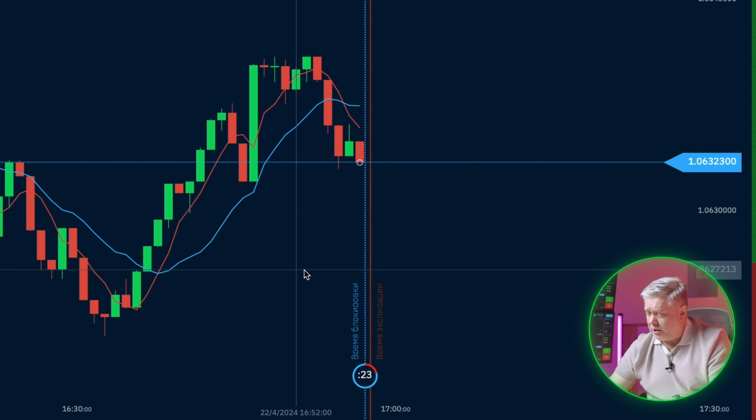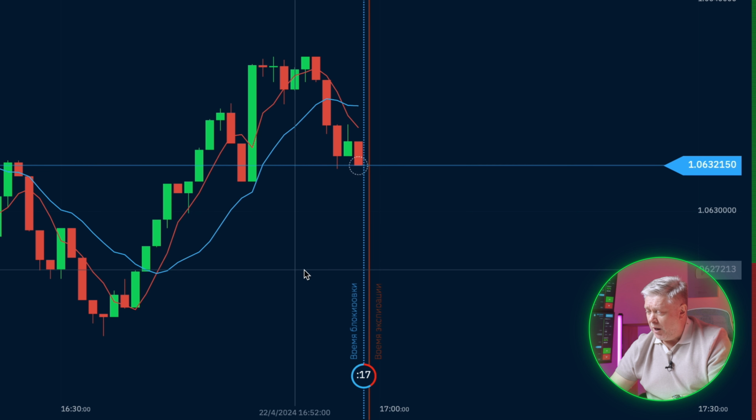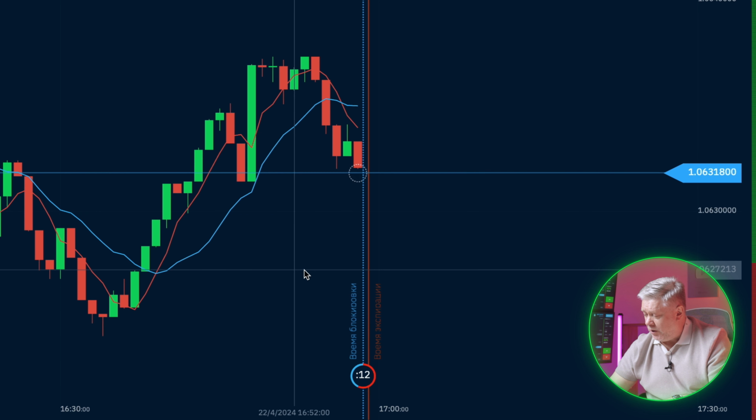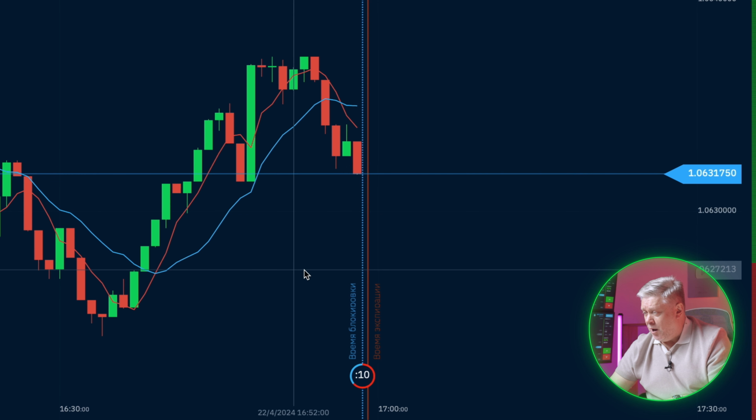What I want to say is that, from a fundamental perspective, the euro-dollar pair is likely to remain weak. The US dollar will receive support against the single European currency. But why is this happening?